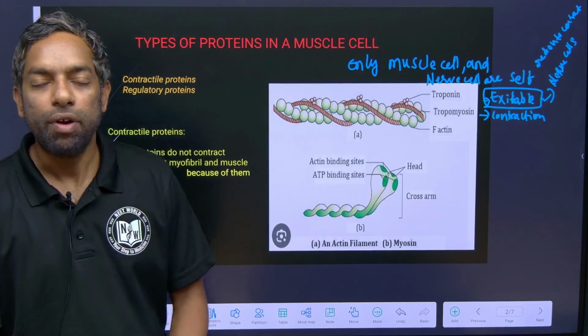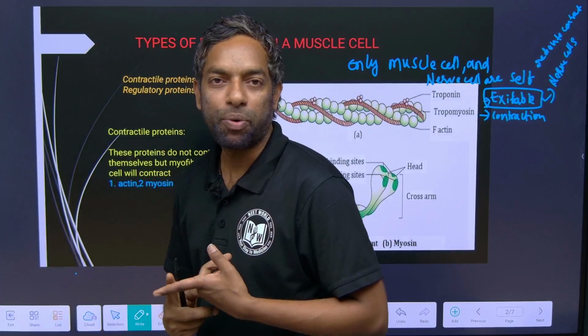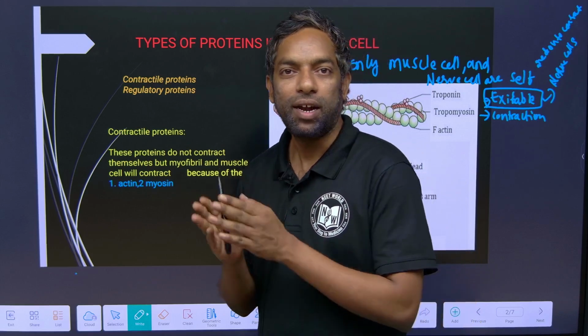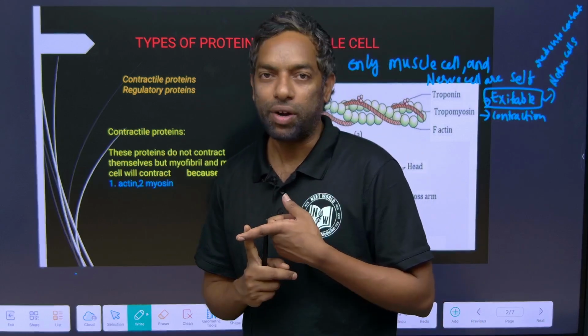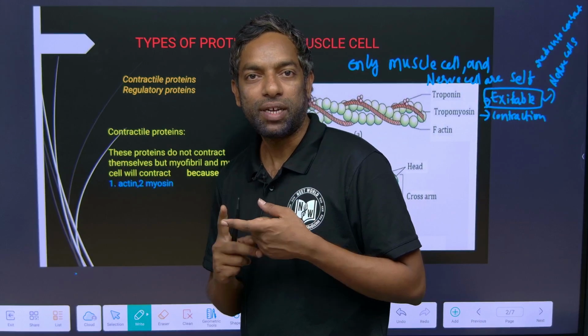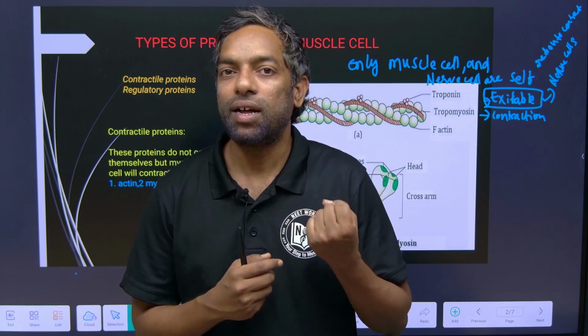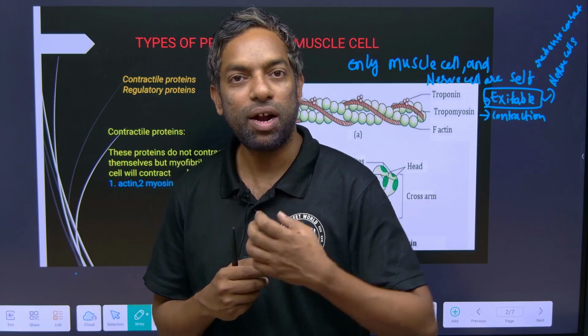Guys, today we are going to discuss different kinds of proteins which are involved in muscle contraction and can regulate muscle contraction. These are the contractile proteins and regulatory proteins in the muscle. Muscles are self-contractable and excitable.